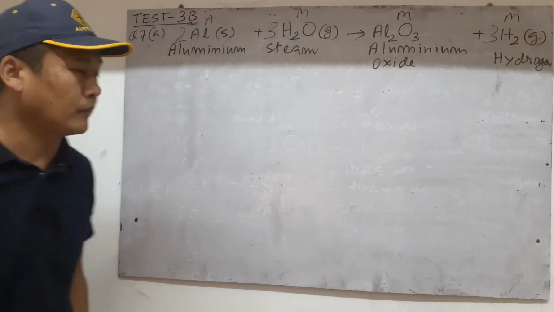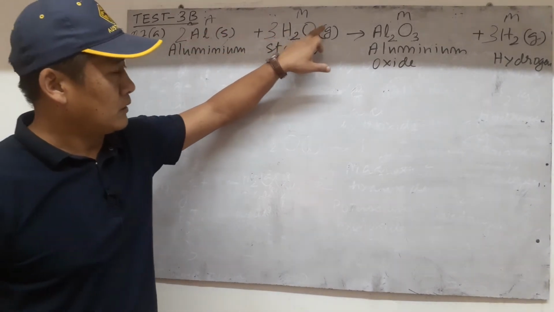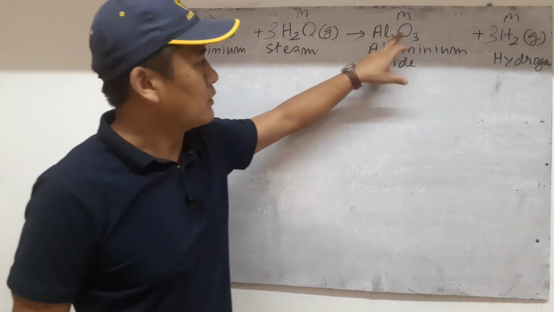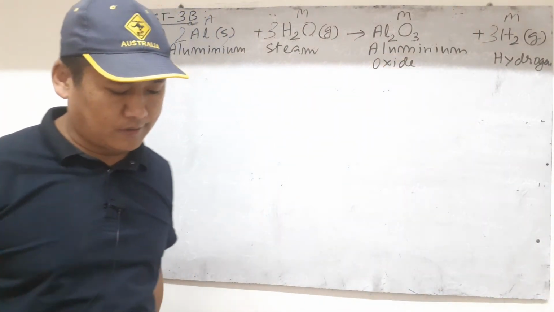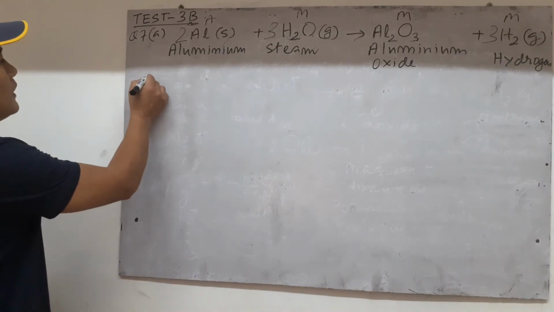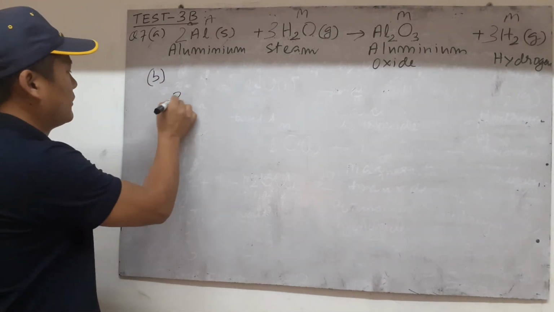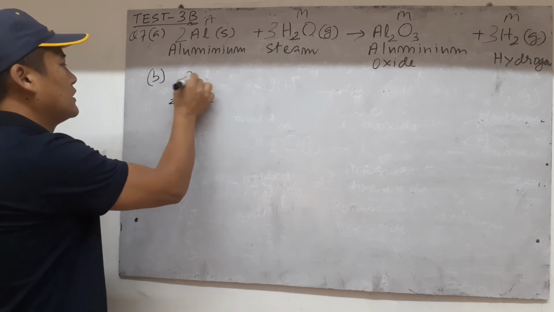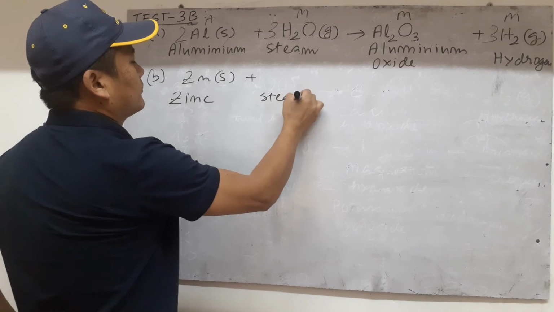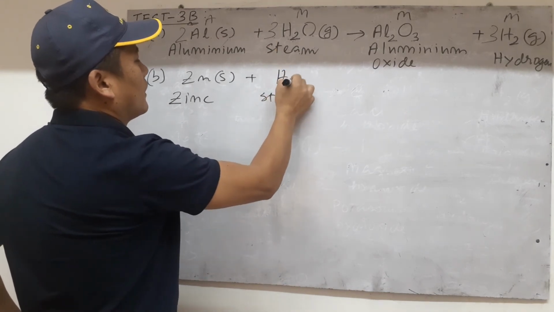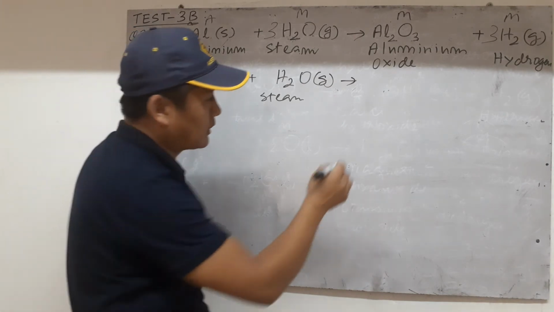Let's read it. 2 atoms of aluminium react with 3 molecules of water or steam to give us 1 molecule of aluminium oxide and 3 molecules of hydrogen or hydrogen gas. 7A. Then 7B. Zinc. In place of aluminium, zinc is now reacting. Zinc means the solid metal with the steam. Same thing, H2O in a gaseous form to give you zinc oxide and hydrogen.